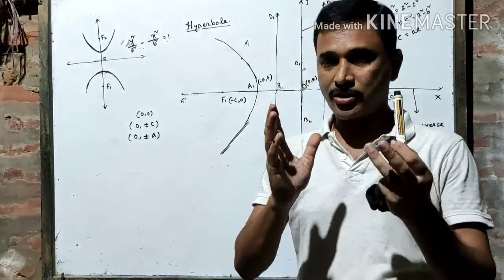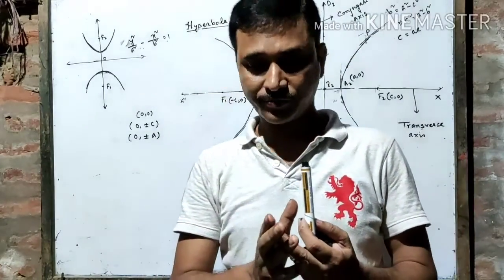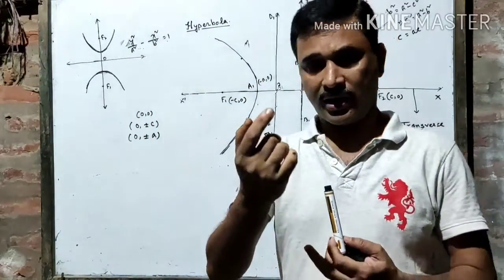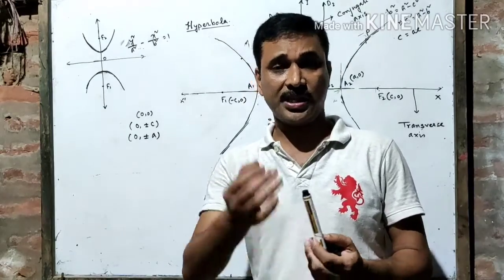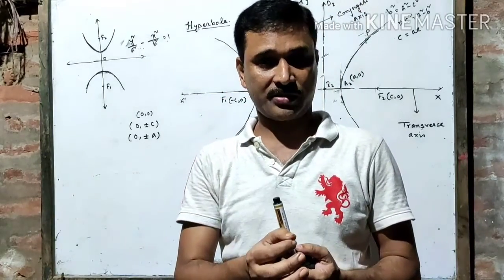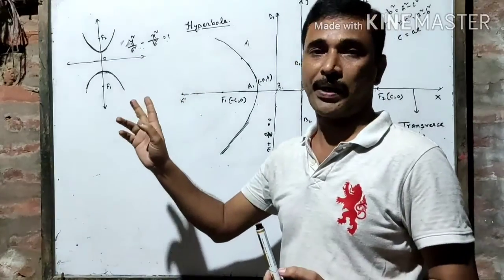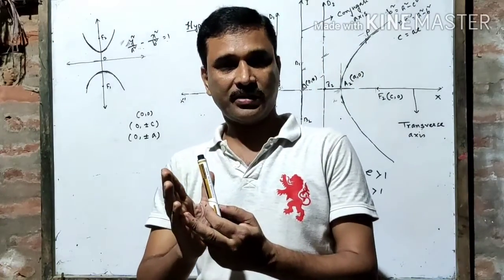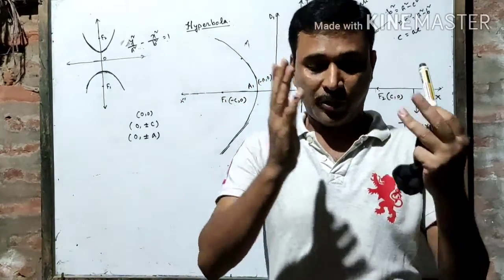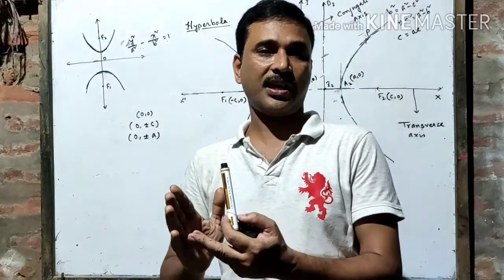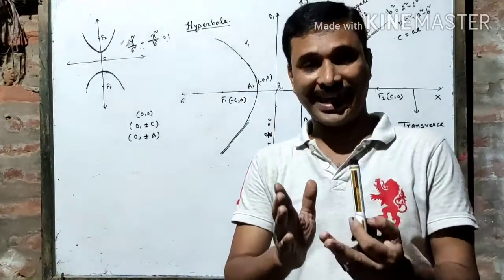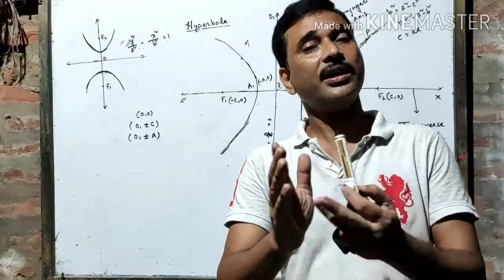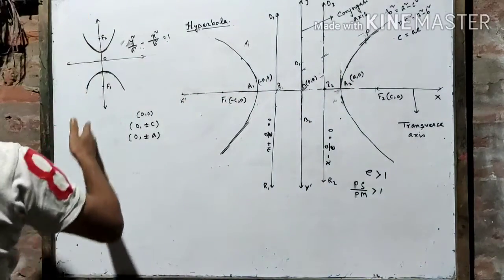axis. Okay. In case of ellipse, if you can remember, whichever of x square or y square has the greater denominator is the major axis. But in case of hyperbola, what concerns us is the sign. If x square has positive coefficient, then x-axis is the transverse axis. If y square has the positive coefficient, then y-axis is the transverse axis. Okay. So here y-axis is the transverse axis.